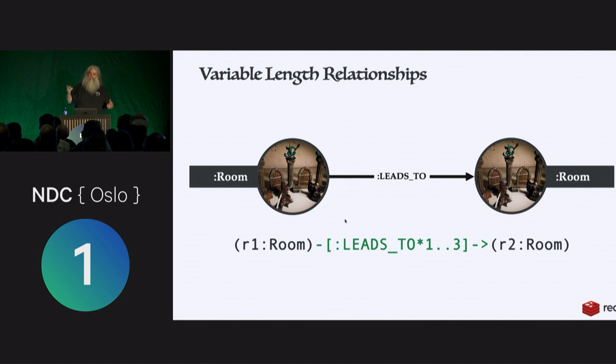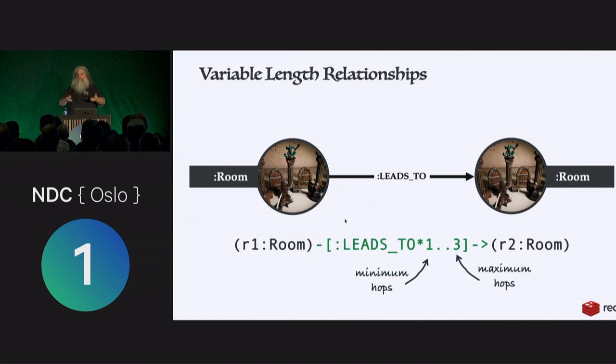And you can also give it some limits. So here we're saying it needs to be at least one hop away, but not more than three. So this would match a room that leads to a room, that leads to a room, that leads to a room, but no more. And so you can put boundaries around it.